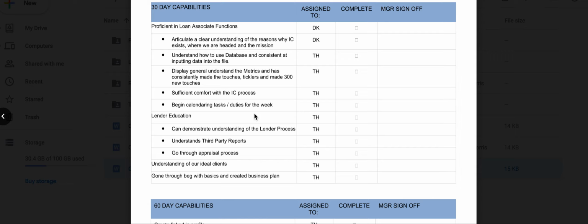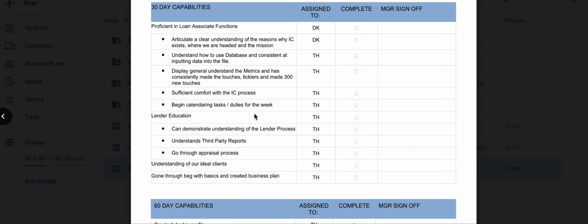We'll need to understand the third-party reports. This has to do with appraisals and phase one reports and ALTA surveys and property condition assessments. We will need to know that you know at least a basic understanding and to be able to walk through the appraisal process with us, as that is critical.